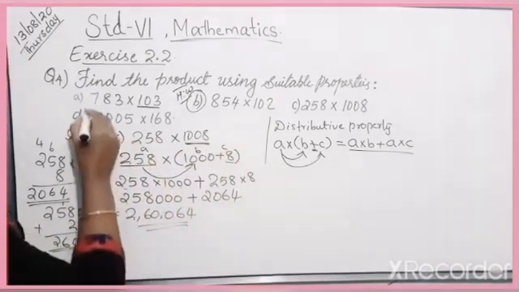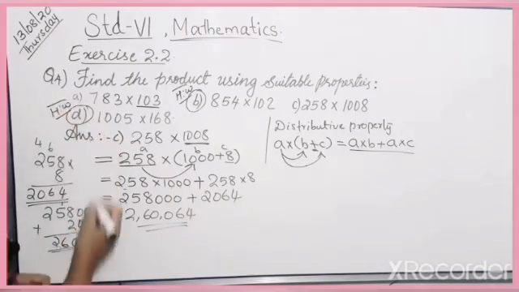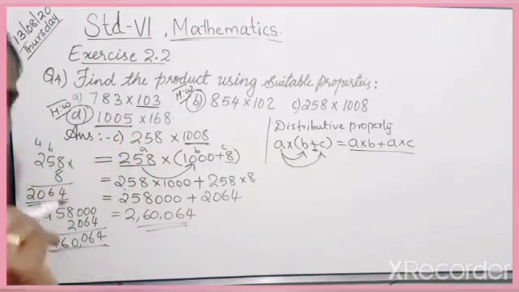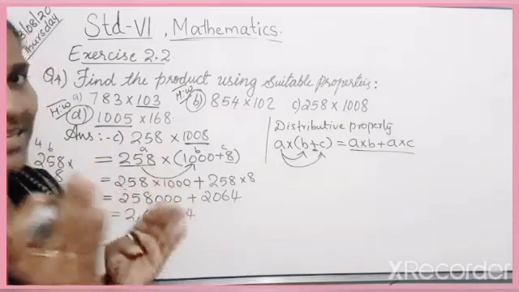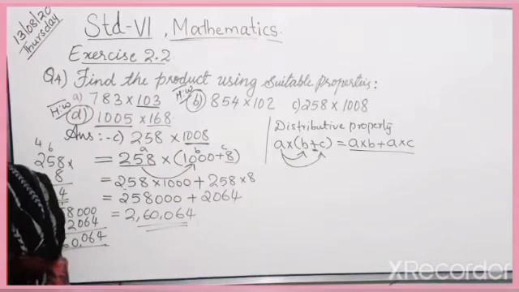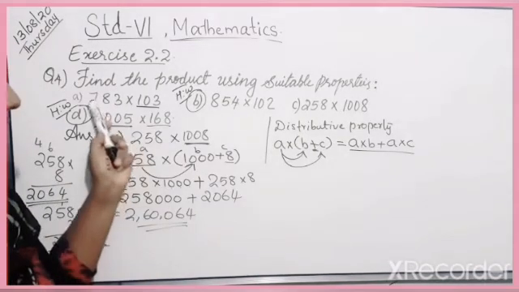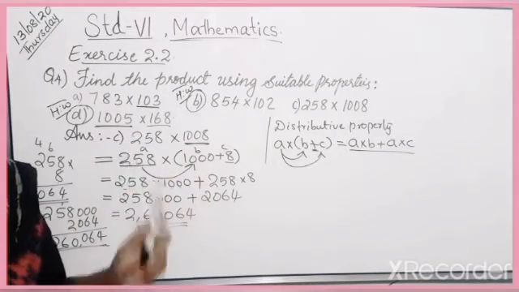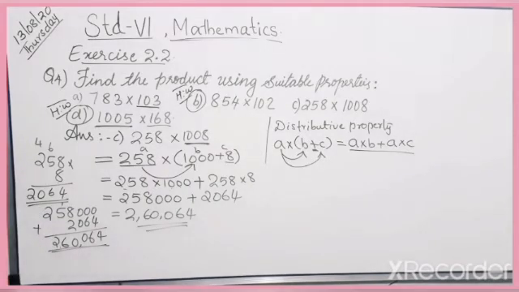So you can answer the D part question as homework. Okay, this is also the same way. Here the number is 1005. You can split the 1005 into 1000 plus 5. Then multiply with 168. Okay dears, everyone do that. And copy the questions which are discussed in the class also to your notebook. Okay dears, now let's move to the next question.